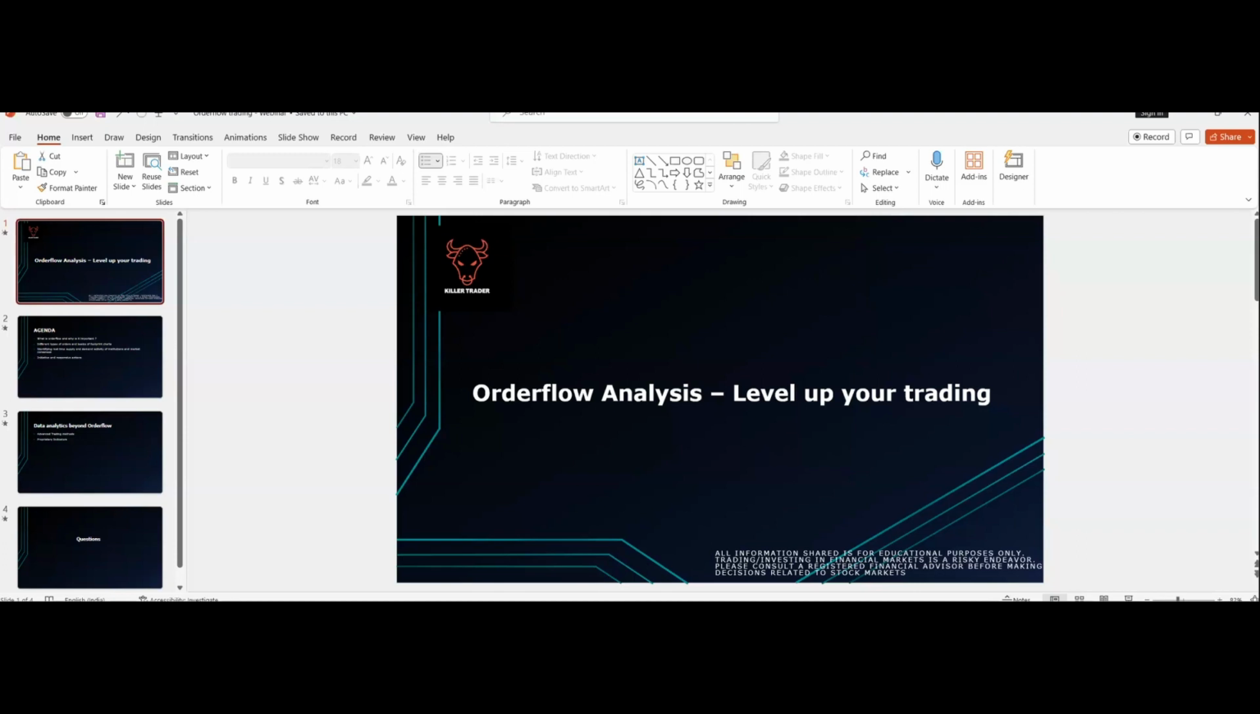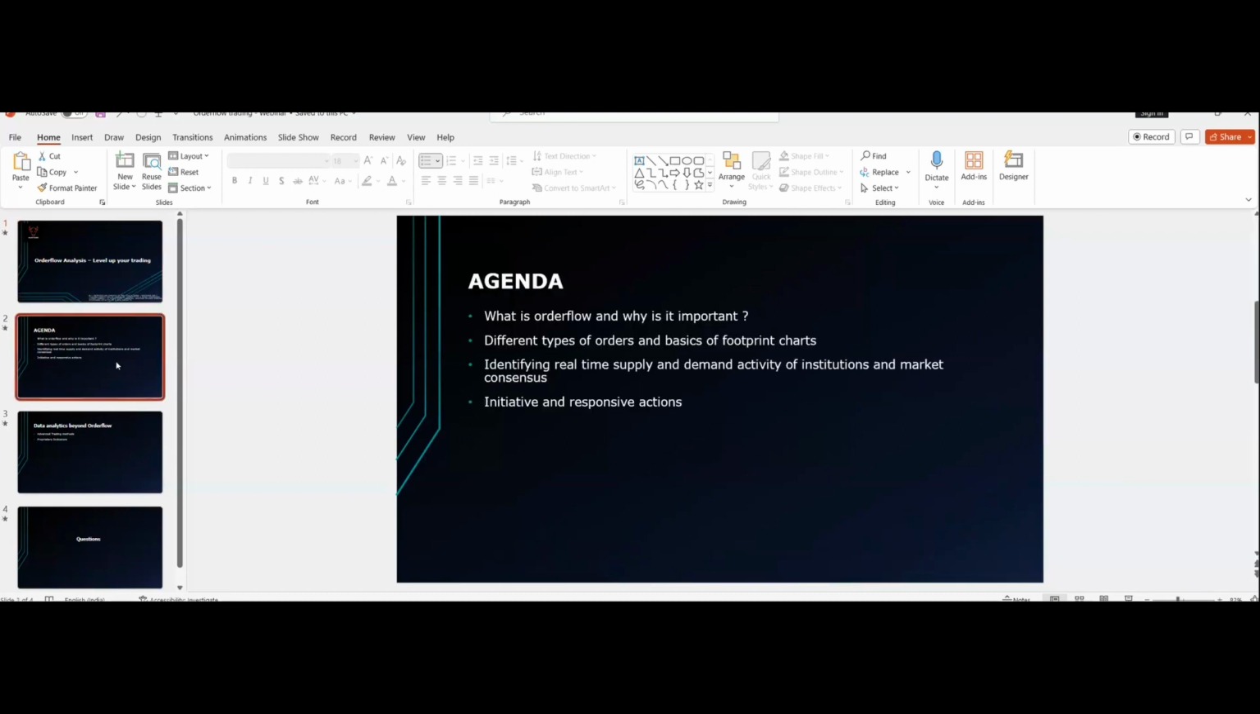So, order flow analysis. In today's webinar, we'll be covering the broader and the finer aspects of order flow analysis. What exactly is order flow? How to read an order flow chart? What does order flow contribute to your trading analysis, and how does it level up your trading and give you an edge when you analyze the markets and execute positions in live markets compared to other participants.